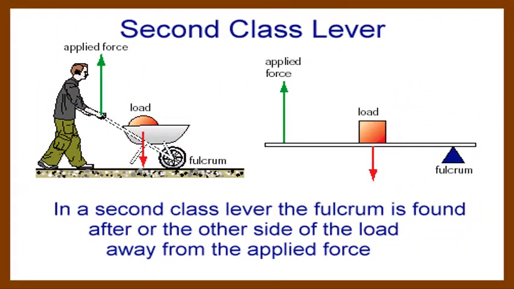Now here comes the second class lever, or lever of class 2. In a second class lever, the load is between the fulcrum and the applied force, so the fulcrum is at the other side of the load, away from the applied force. And the best example can be taken as a trolley. In this trolley, you can observe that the fulcrum is not in between the load and the effort, but it is at one point, while at the other point the force is applied. And what is the middle portion showing? This is showing the load.